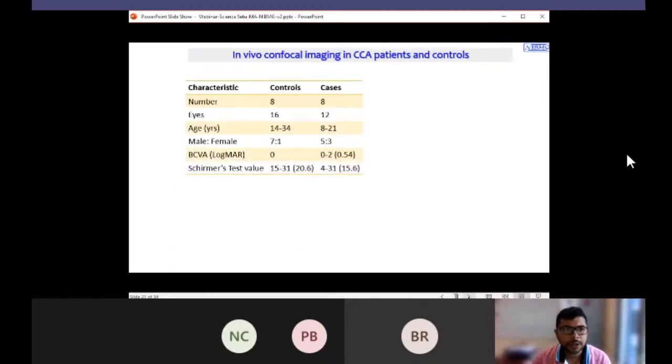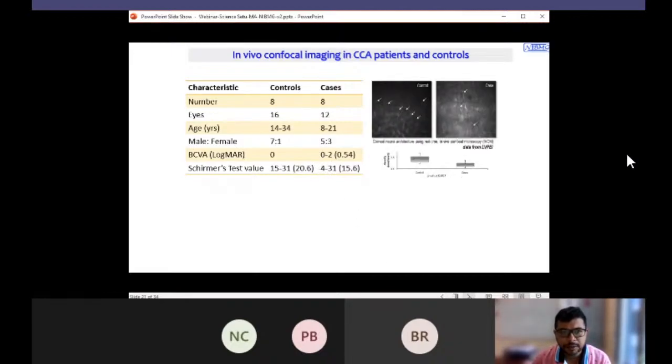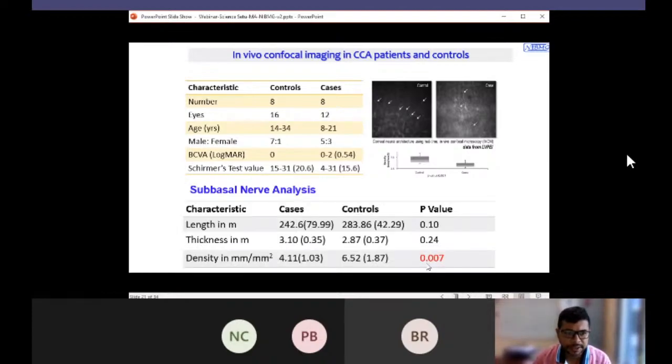Okay. So here we have done in vivo confocal imaging in CCA patients and controls. Samples are very small, I understand that, but let me show what we have found. So there is a significant difference, not in their structure, but in the number of these corneal nerve architecture. So if this is the control and this is the case, you can see that the number of nerve endings is much more in control. And this is basically statistically significant, the density that we call it, not in the length, not in the thickness.